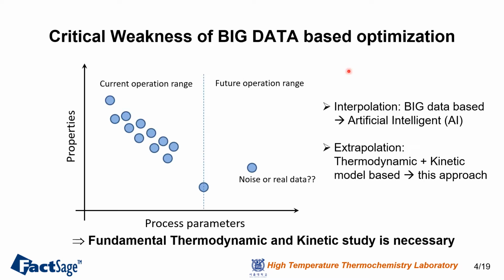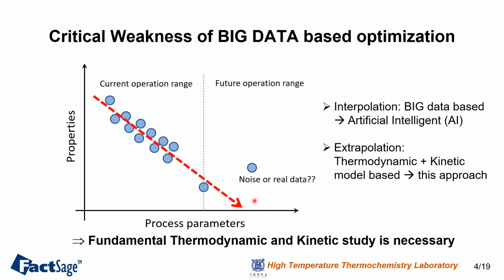So in this slide, I want to present a critical weakness of the big data-based optimization. Let's assume we have a lot of data obtained in the current operation range. Then, based on this data, we can make a very nice AI model or machine learning model, which can reproduce our plant operation. But now, if you want to produce a new kind of steel, and also if you want to change your process condition dramatically, then there's almost no data available in the plant.